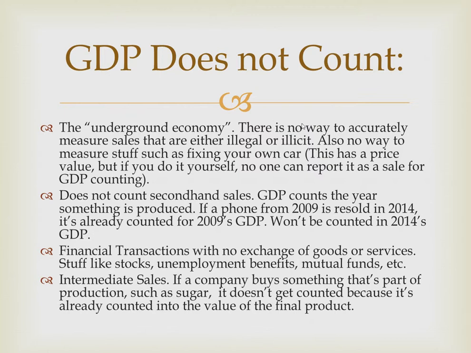Lastly, GDP doesn't count intermediate sales. If I'm a baker and I buy bread to bake a cake, my buying of the bread doesn't get counted into the GDP because the value of the bread is already part of the value of my cake sale. So it will get counted twice if I include buying bread.